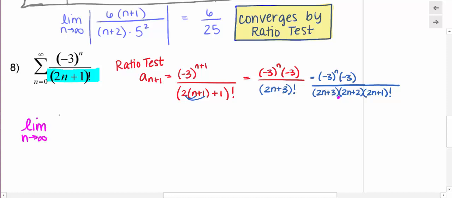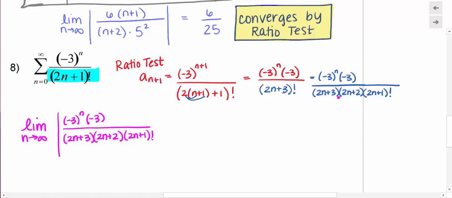Limit as n approaches infinity of absolute value, my a sub n plus 1, and I'm going to write that expanded version out because I've helped myself, I believe. So 2n plus 3, 2n plus 2, right? Because the factorial decreases by exactly 1 each time. So I have 10 factorial, remember, is 10 times 9 times 8 times 7 all the way down. And then I'm going to multiply by the reciprocal of my a sub n. So that would be 2n plus 1 factorial over that negative 3 to the n.